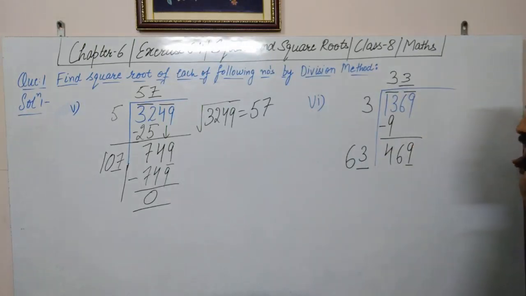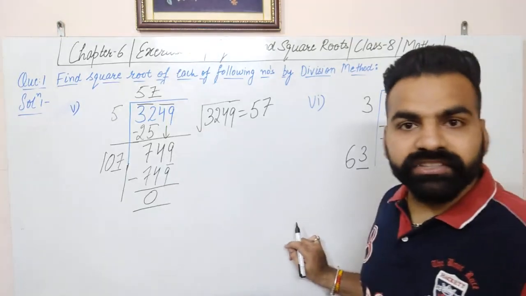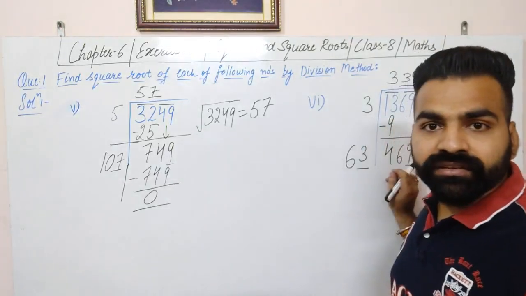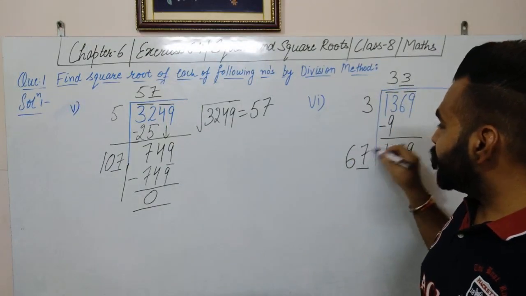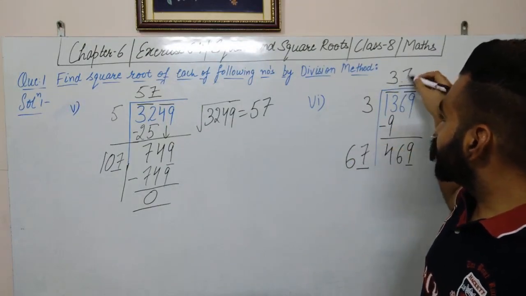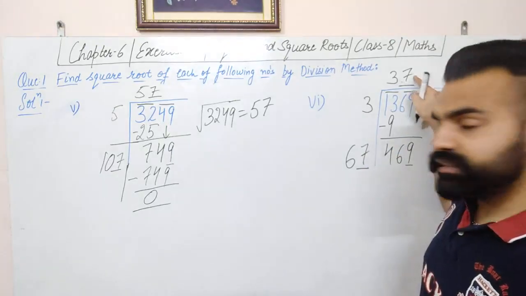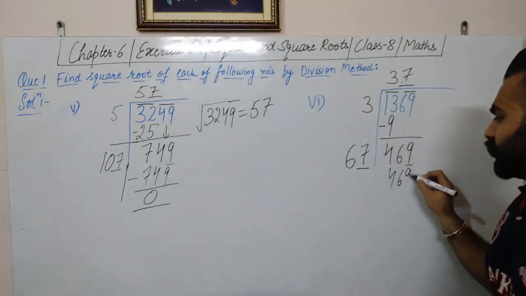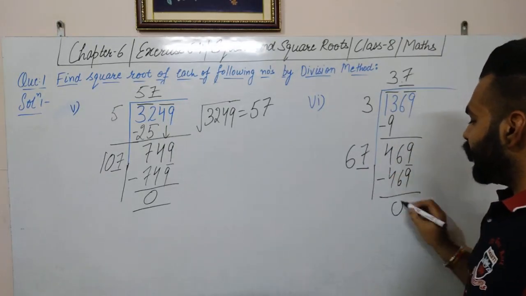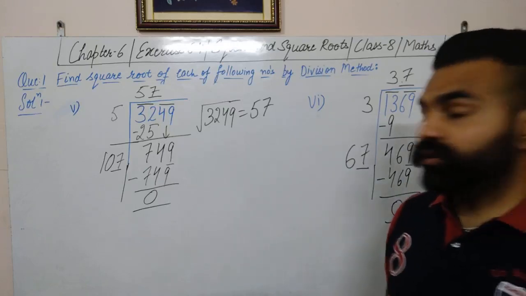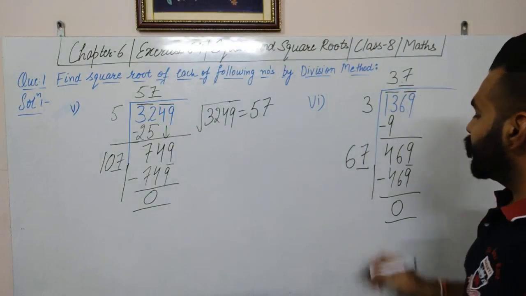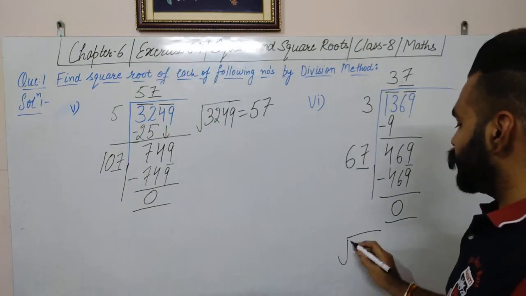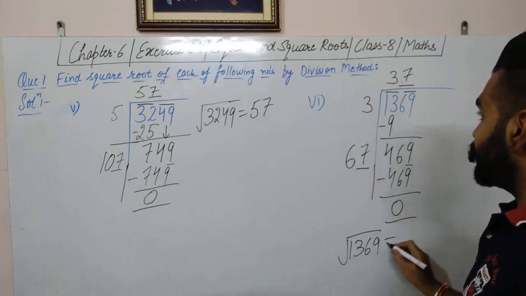63 into 3 is 189, which is much less than 469. So we will check for 7. If we take 67 and 7 here also, 67 into 7 is exactly 469. So we subtract, the remainder is 0. So the square root of 1369 will be the quotient, that is 37. So the square root of 1369 is 37.